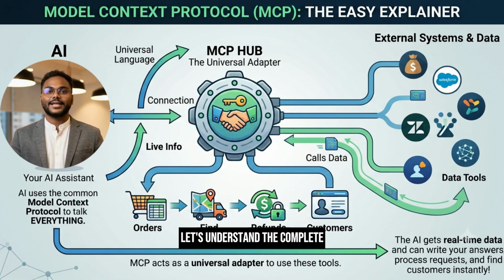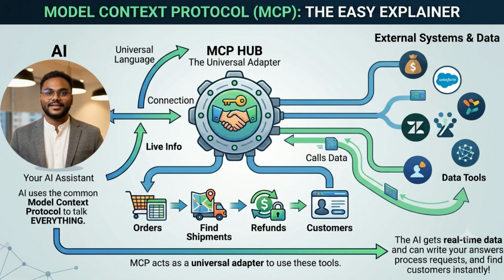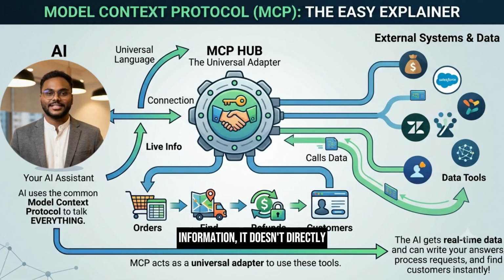Let's understand the complete architecture. Everything starts with the customer. The customer sends a request to the AI assistant. The AI first understands the user's intent. If it needs external information, it doesn't directly call the business system. Instead, it sends a request to an MCP client. The MCP client communicates with the MCP server. The MCP server knows which tools are available.